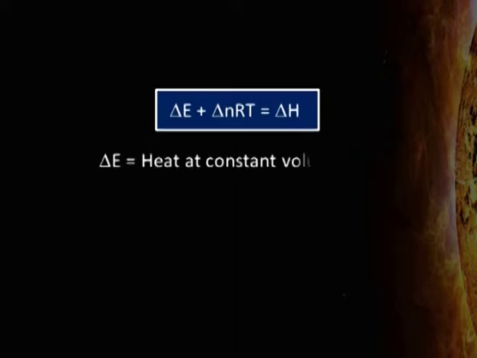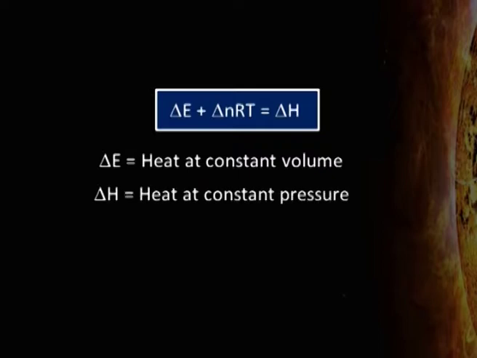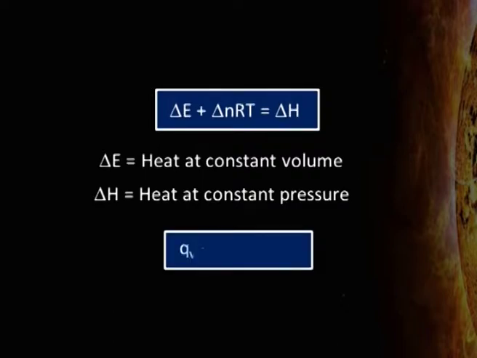Numerically, it can be said that delta E plus delta n RT equals delta H, where delta E is heat at constant volume and delta H is heat at constant pressure. Therefore, it can be said that QV plus delta n RT equals QP.